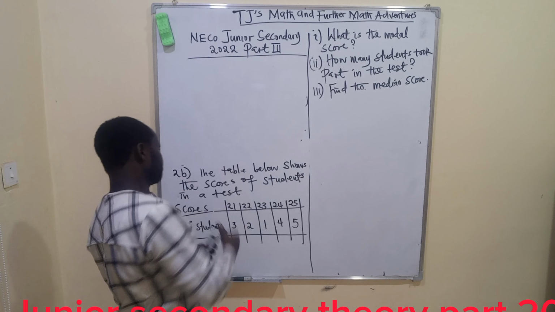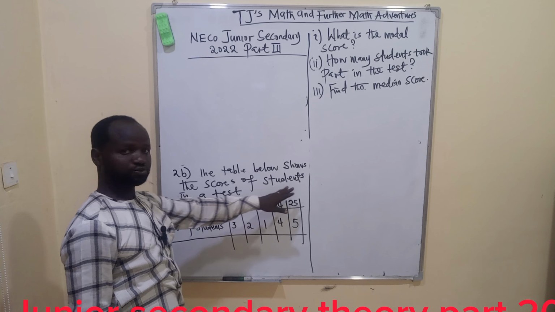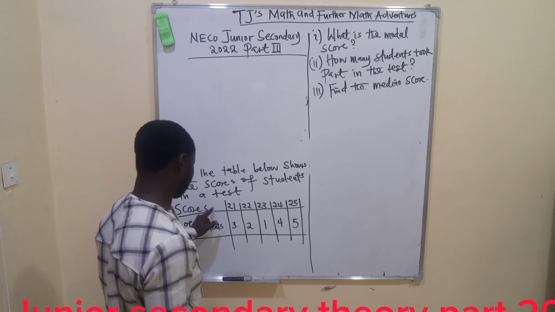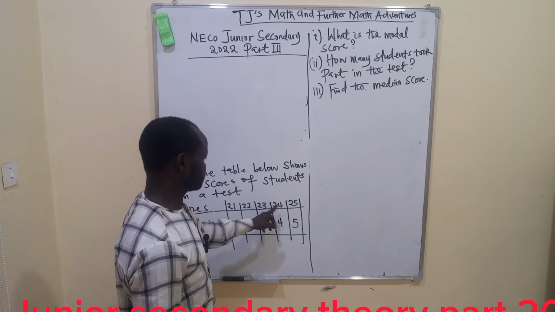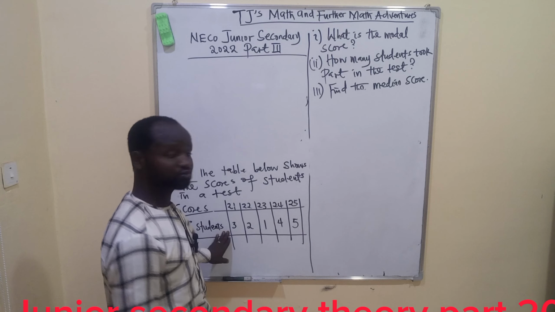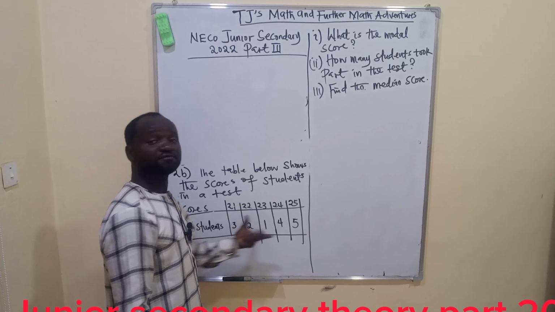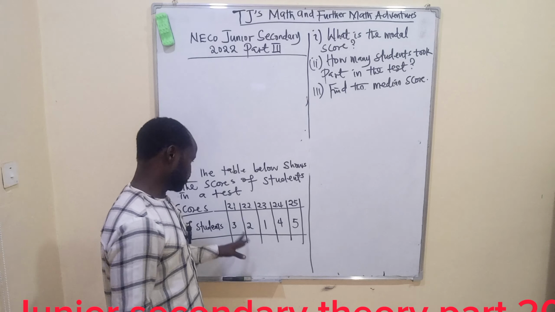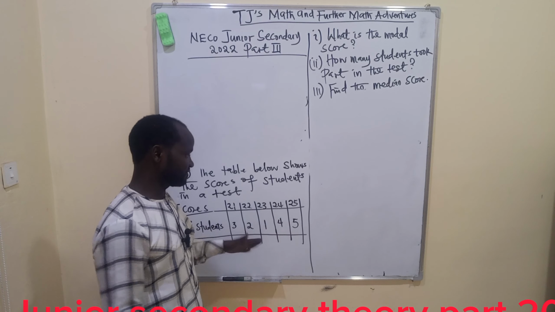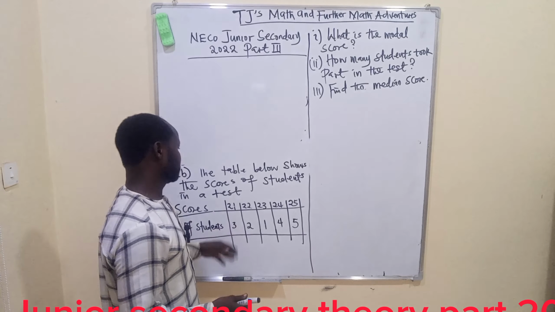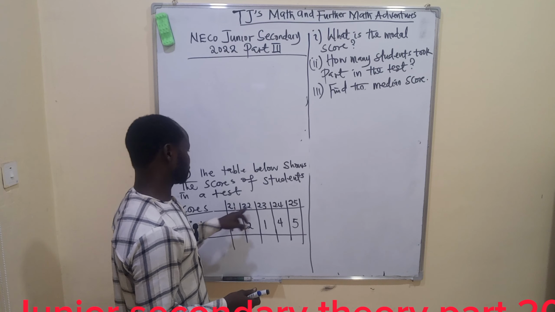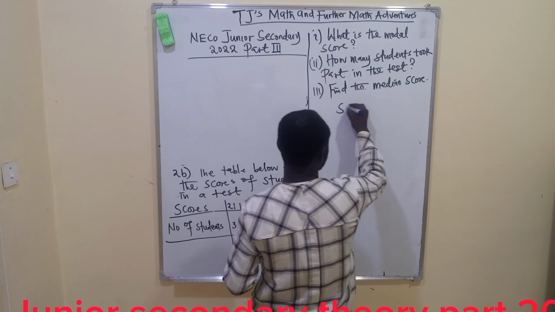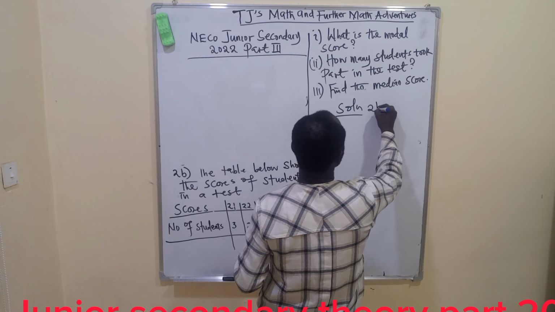All right, question 2b. The table below shows the scores of students in a test. We have the scores here: 21, 22, 23, 24, 25. Then we have the number of students, which is the same as frequency. The frequency is not arranged in order, you have 3, 2, 1, 4, 5. But the scores, 21, 22, are well arranged. So let's write down the solution to 2b.